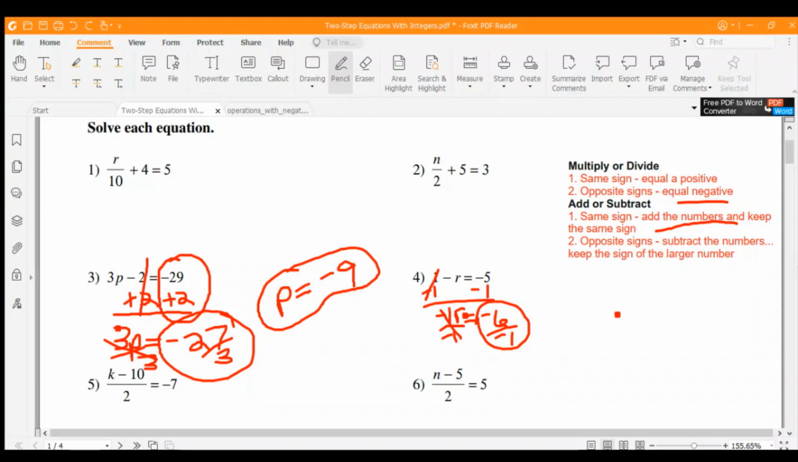They're the same sign, Chris. You're right. So if they're the same sign, that means they always equal a positive. And 6 divided by 1 is 6. And so I know r is equal to a positive 6, not a negative 6, a positive 6.